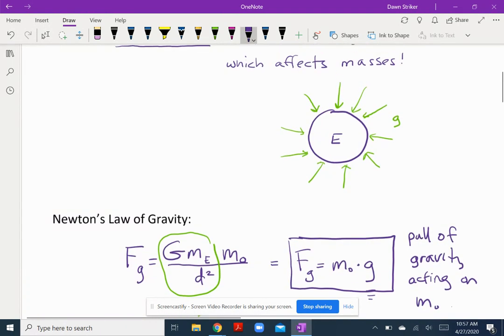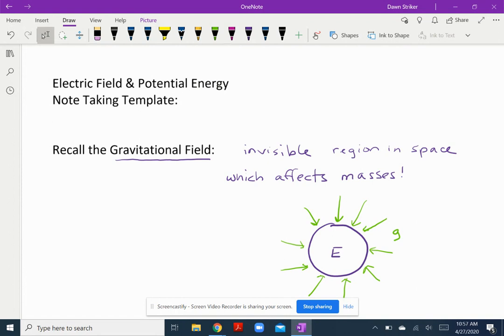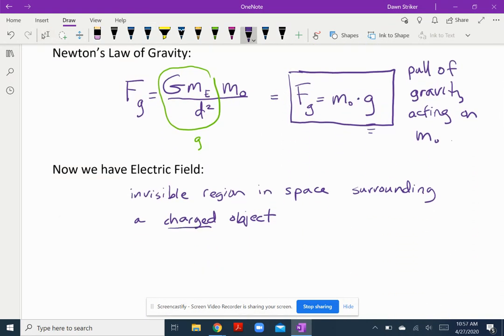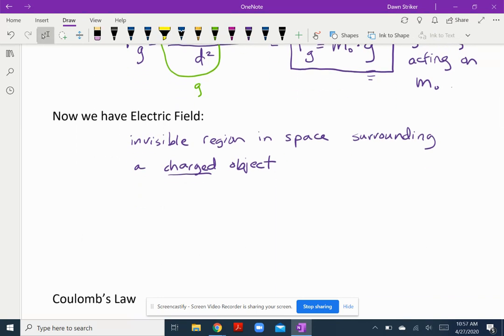Okay, so it's important to know that gravitational fields affect masses and electric fields affect charges. An electric field is an invisible region in space surrounding a charged object. In fact, it is the force per unit of charge. So it's the electrostatic force that acts on a single unit of charge.